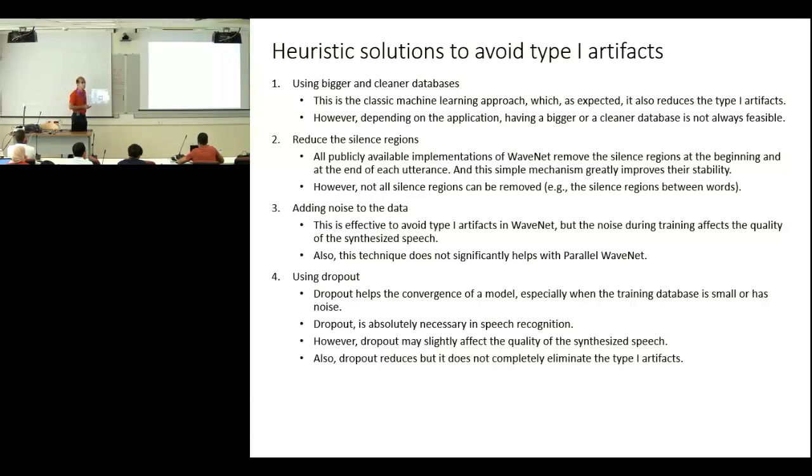The second one, which is used even in publicly available code, is to reduce the silence regions. If you download publicly available implementations of WaveNet, you may see that they cut silence in the front of the sequence and at the end of the sequence. And this helps to reduce the silence regions in the front and at the end of the utterance. You cannot cut the silence inside the utterance. It's dangerous.